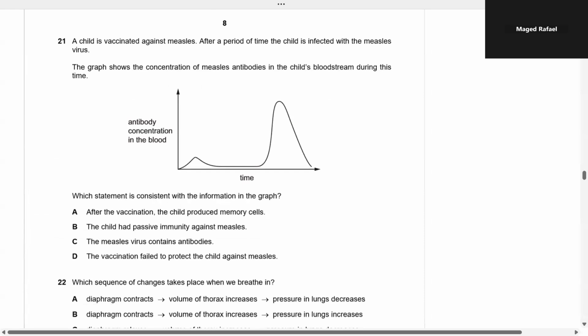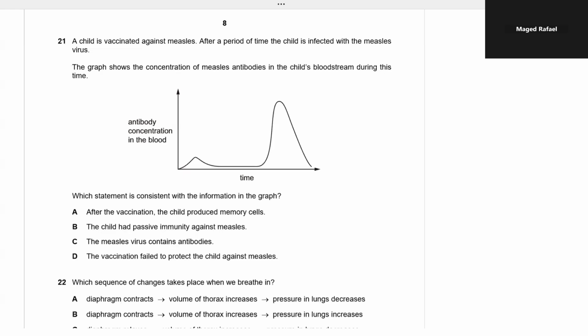Question 21. If a child is vaccinated against measles, after a period of time the child is infected with the measles virus. The graph shows the concentration of measles antibodies in the child's bloodstream during this time. Which statement is consistent with the information in the graph? From the graph, after the vaccination, the child produced memory cells, because the sequence of immunity is responding by producing antibody-antigen complexes, and this ends up with memory cells produced. So the answer is A.